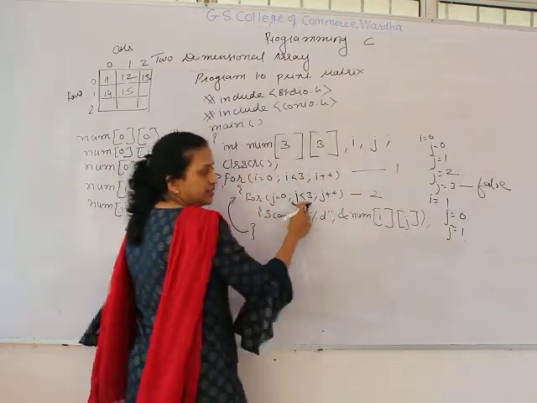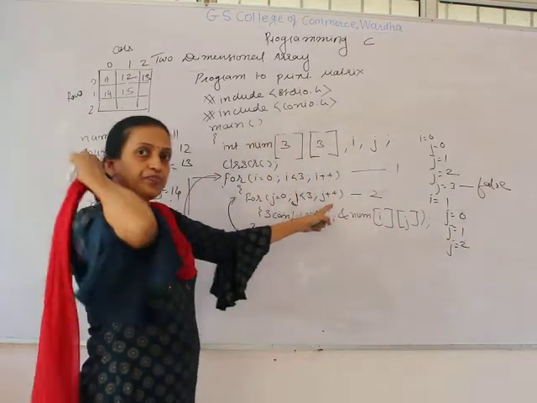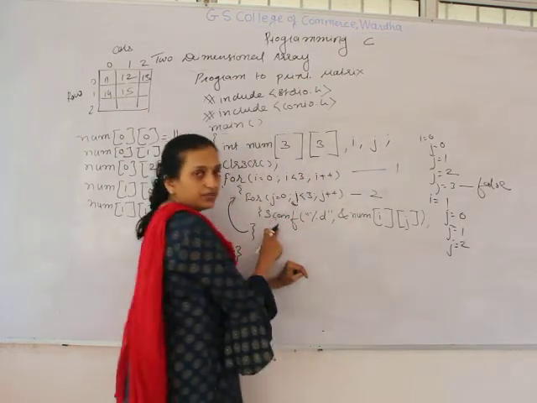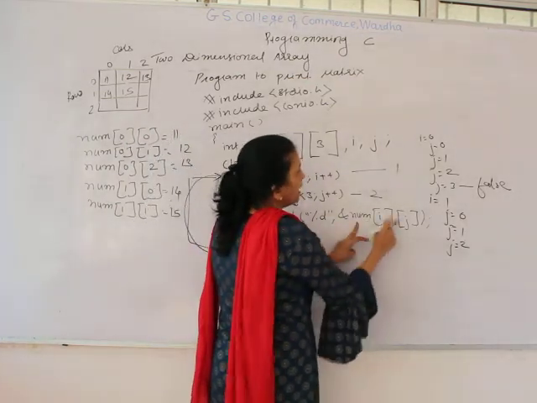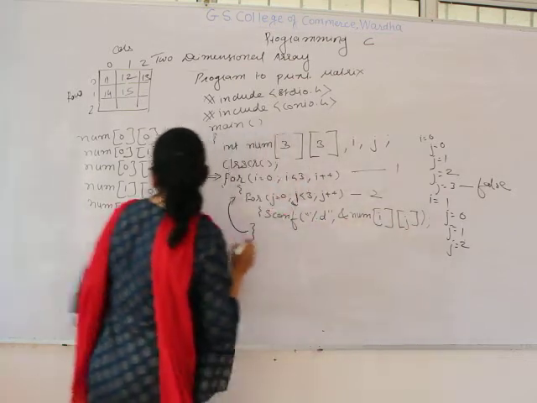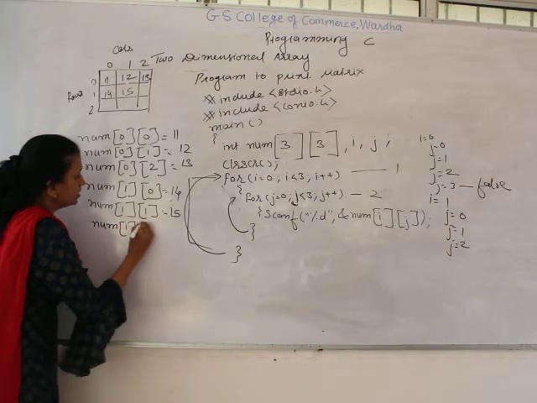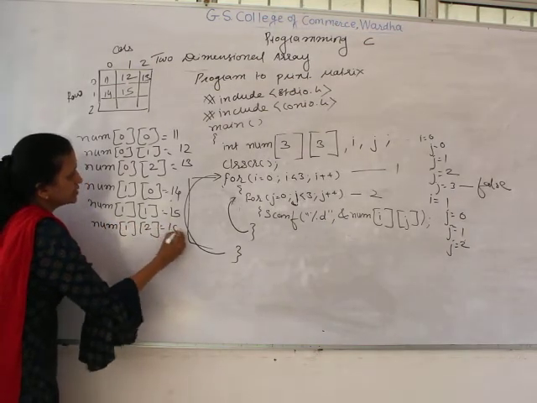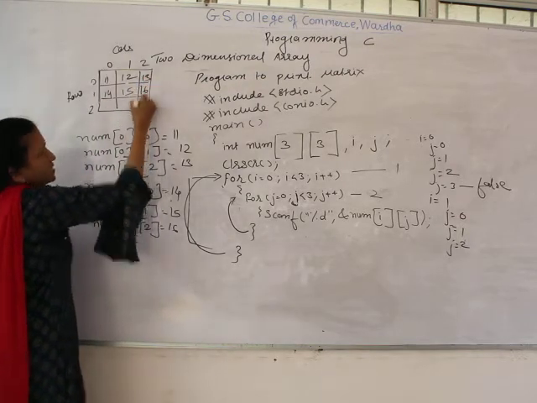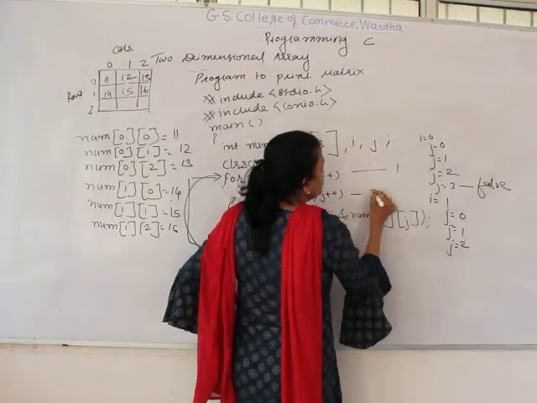2 is less than 3. Now J की वैल्यू अब 2 हो चुकी है. 2 is less than 3. Yes, condition is true. Now यहाँ पे हम scanf, we will read the value for num. I की वैल्यू 1 है, J की वैल्यू 2 है. So num 1 2. So here I am reading the value for num 1 2, 16. So row 1 and column 2, that is 16. Good. Now the value of J becomes 3.